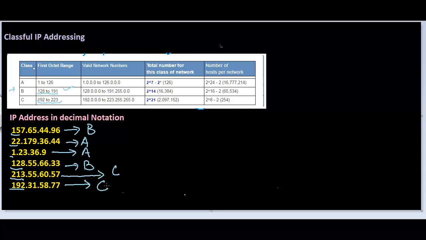Okay. Now let's just go one step further. For this IP address, what is the network address? Remember, this is a class B IP address. In class B, the first 16 bits are reserved for the network address. So the first 16 bits would be 8 plus 8, 16, right?